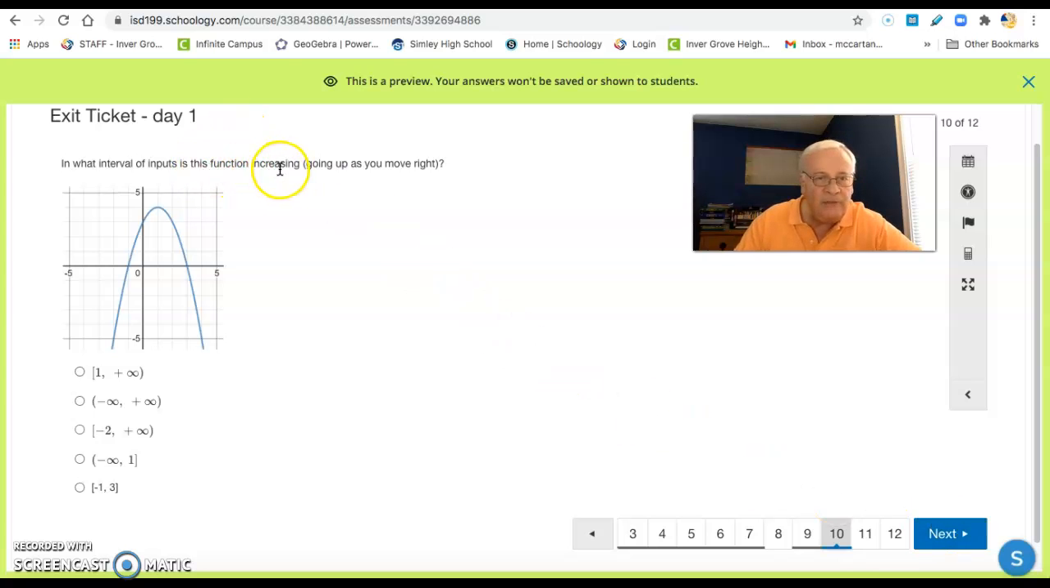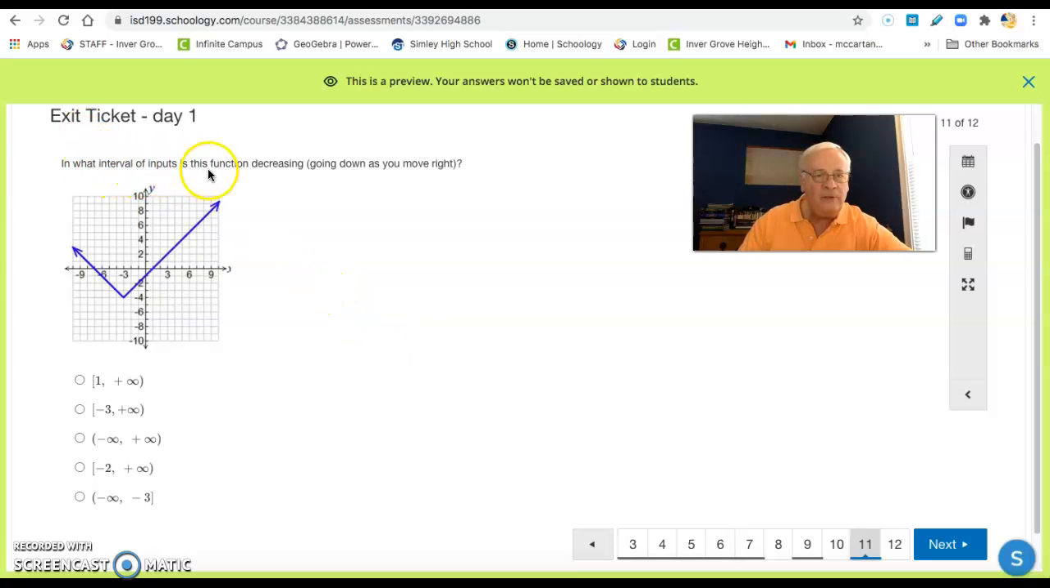All right, where is it increasing? Well, just the opposite, right here. It's going up, up, up, right here to 1. This part right here, it's increasing. As I move to the right, this is going up. So it's -infinity to 1. All right, see it? 2 more to go.